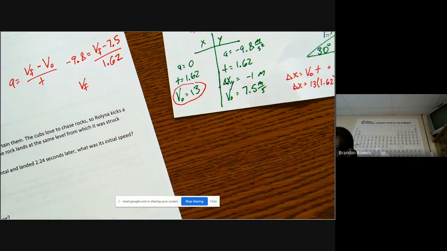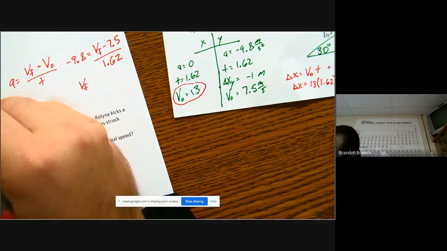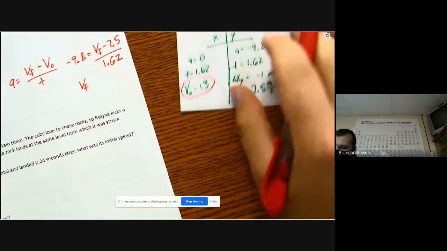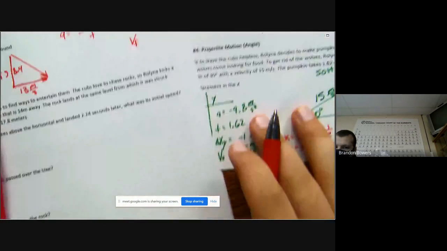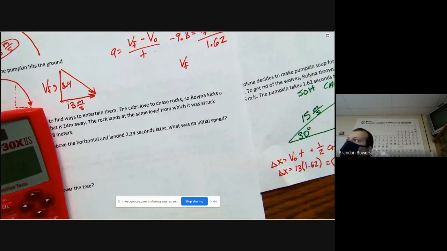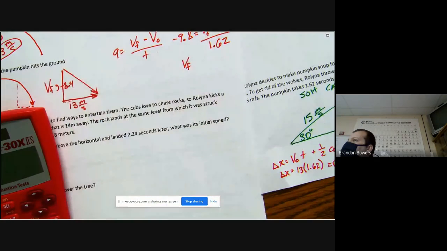Then add 7.5. So I got about 8.4. Is that what you guys got? So what is the speed? What you have to do is find the resultant vector. How would I find the resultant vector?